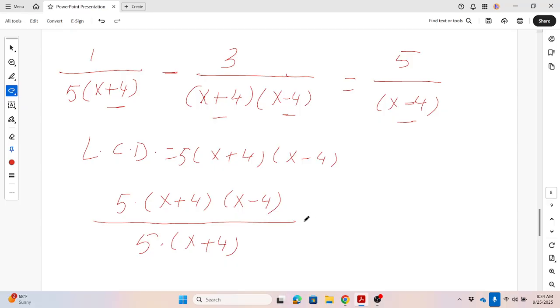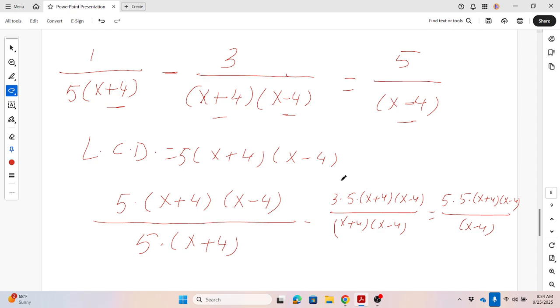So I multiply the first term. The second term would be 3 times 5 times x plus 4, x minus 4. And there is x plus 4, x minus 4. And on the right side, 5 times x plus 4 times x minus 4. And on the denominator, it's x minus 4. So now after this multiplication, you can cancel the common factor from the top and bottom part. The idea is after cancellation there will be nothing on the bottom part.